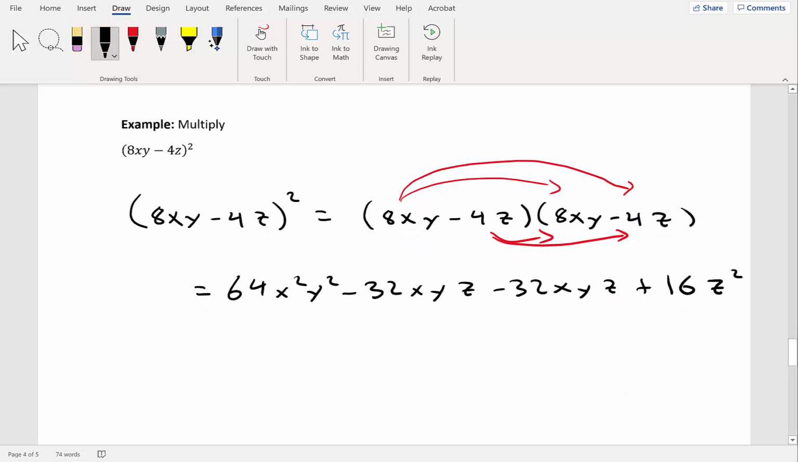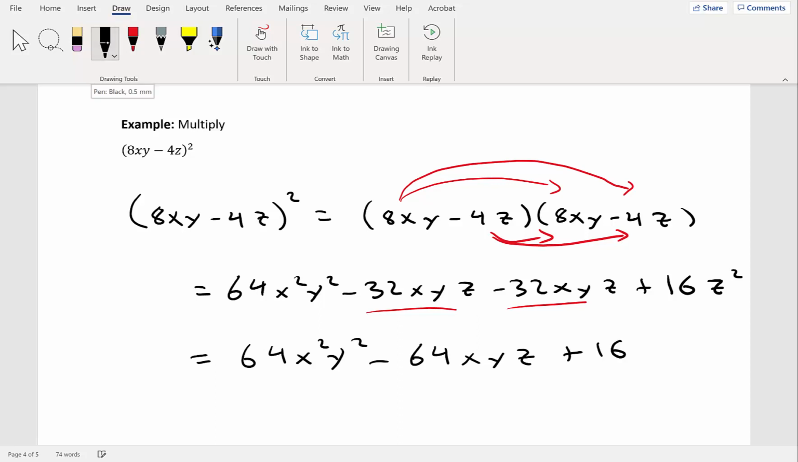But we're not quite finished yet. We have to combine like terms. I can combine these two middle terms with each other because they have exactly the same variable part. So I get 64 x squared y squared. I have minus, combining those gives me negative 64xyz. I have plus 16z squared. And then this would be our final solution.